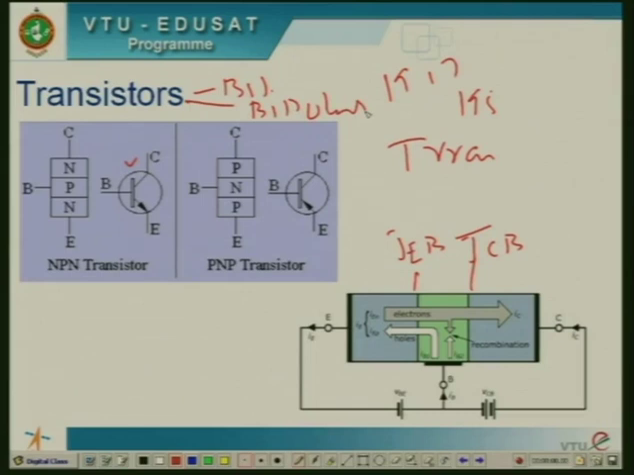The transistor can be configured by a back-to-back connection of two diodes. It forms two types of transistor, one is an NPN transistor, the other is a PNP transistor, and the corresponding symbols are shown in the figure.